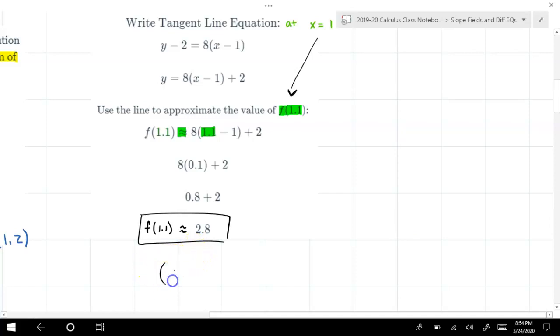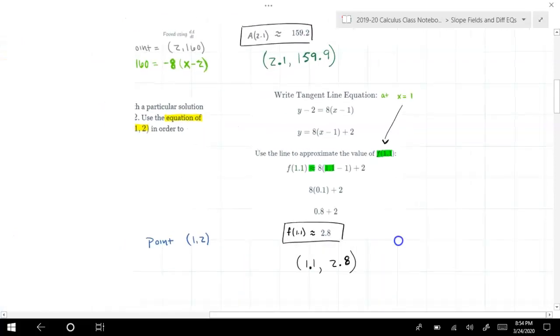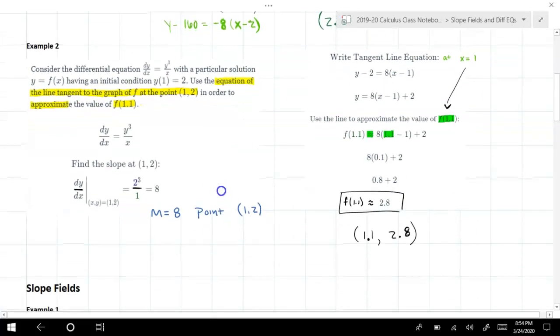Algebra, we get 2.8, so we know the point (1.1, 2.8) is a point on this function, and we started with (1, 2). We stayed close to our x's and y's, stayed close to the same value.